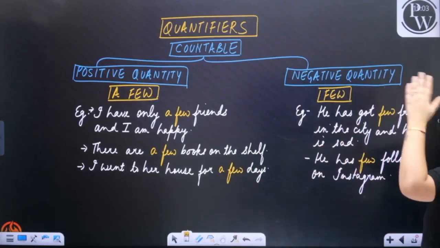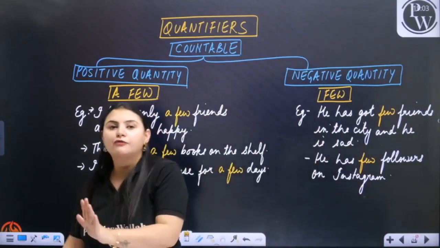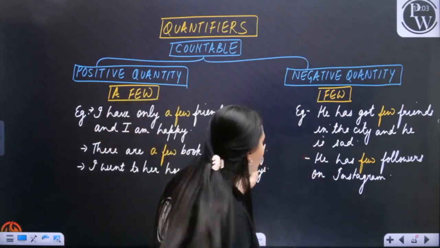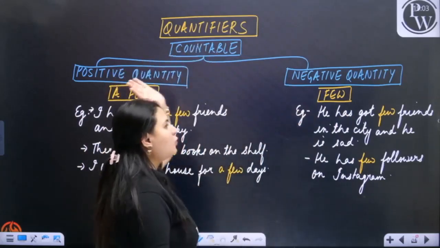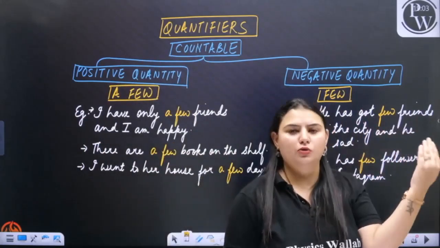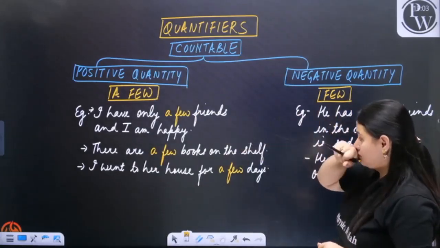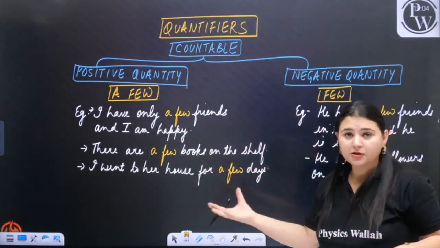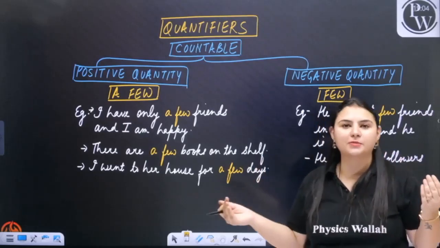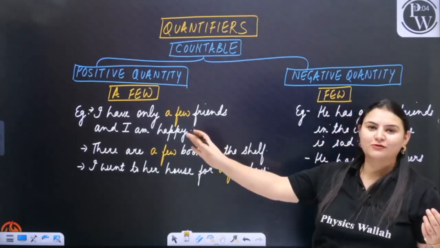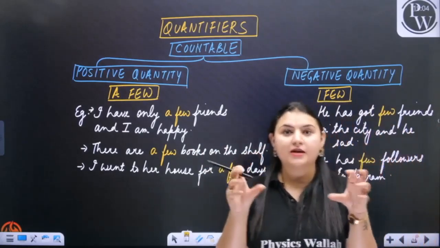Now, when we talk about a few and few, a lot of children are confused where to put a few and where to put few. A few or few, both of them are only used with countable nouns. The only difference between them is that a few is used with a positive quantity and few is used with a negative quantity, when we can count the things.